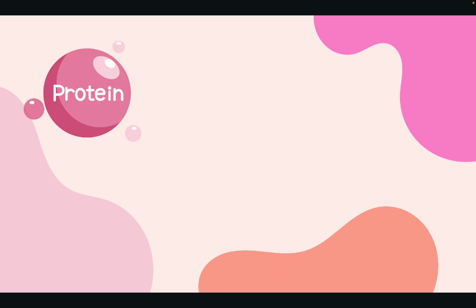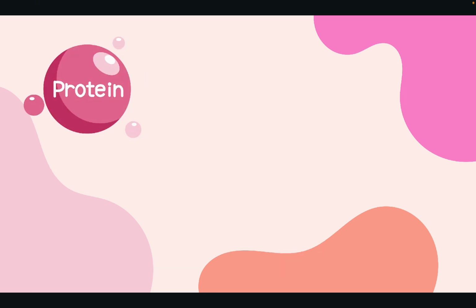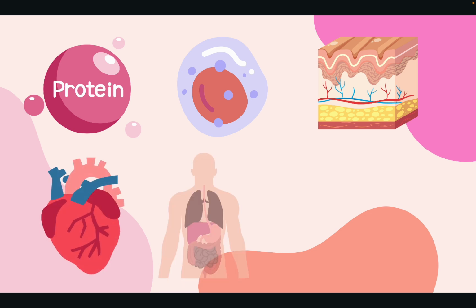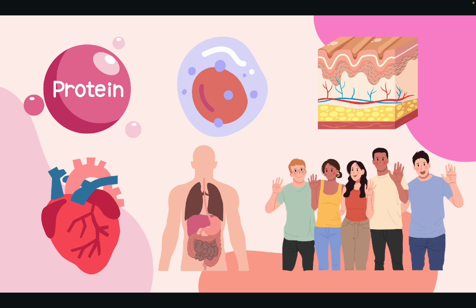Therefore, proteins, along with other chemicals, combine to form living cells. Cells make up tissues, tissues make up organs, organs make up organ systems, and finally, organ systems make up living things like you and me.